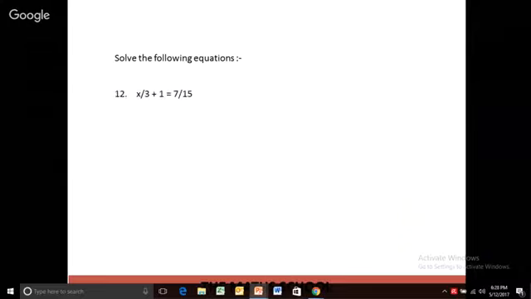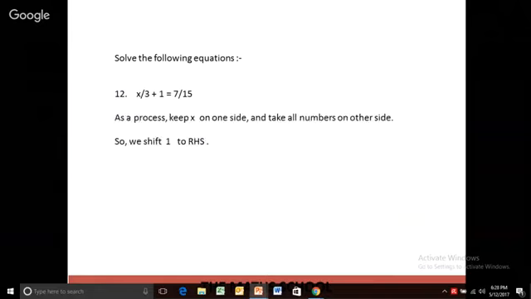Next, x upon 3 plus 1 is equal to 7 upon 15. The same process we need to follow. Plus, first shift 1 to right hand side. It becomes x upon 3 is equal to 7 upon 15 minus 1. X upon 3 becomes 7 minus 15 upon 15. 15 will be LCM. So 7 minus 15 divided by 15 is minus 8 upon 15.